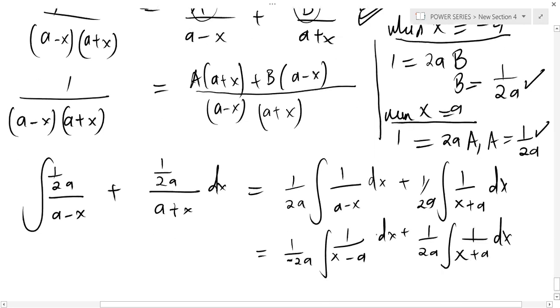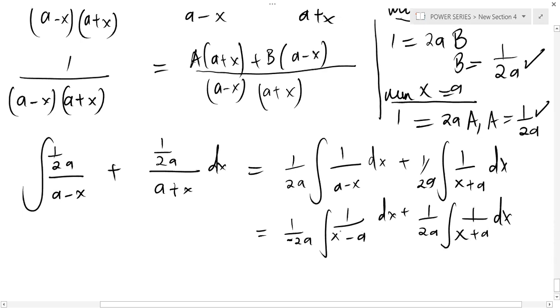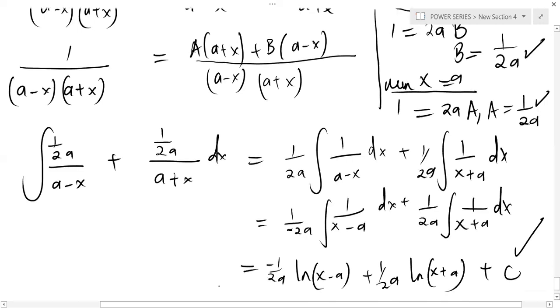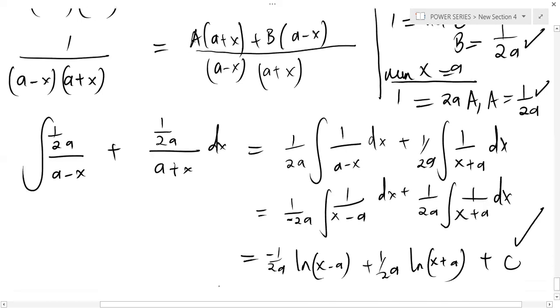If you integrate this, you get ln, because if you differentiate x minus a, you get 1, and if you differentiate x plus a, you get 1. So here we'll have minus 1 over 2a ln|x minus a|, plus 1 over 2a ln|x plus a|, plus C. And that is the answer for that particular integral. Let me know if you guys have any questions.